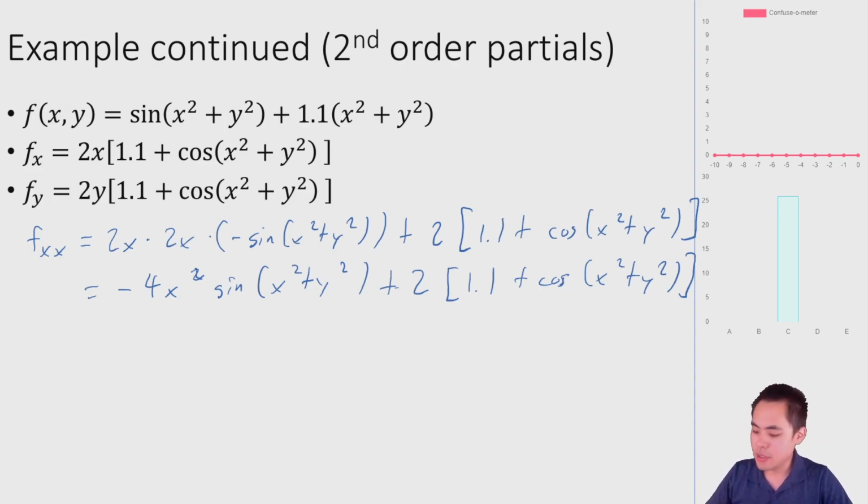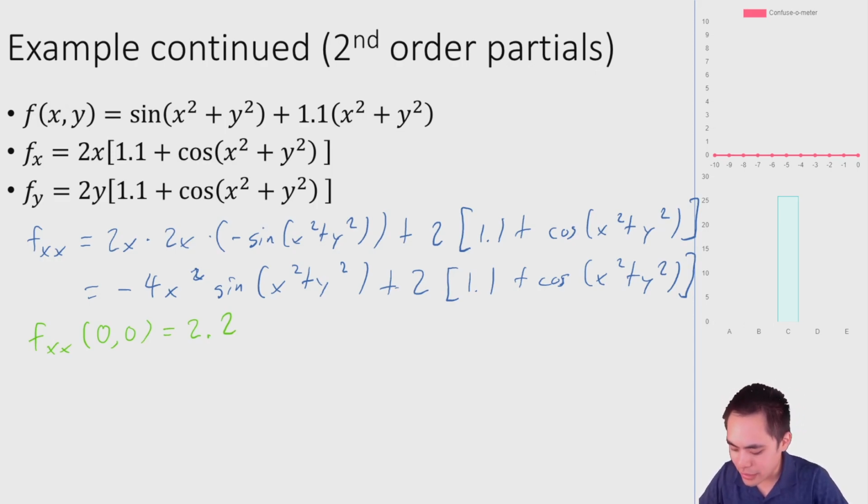And similarly, this implies that f xx at the value 0, 0 is equal to 2.2. So when you plug in 0, actually wait, I did that wrong. That's not equal to 2.2. It's actually equal to 4.2. So you can plug it in and you get this answer. And I think I made a mistake in my notes, actually, so I'll have to correct that in a moment.